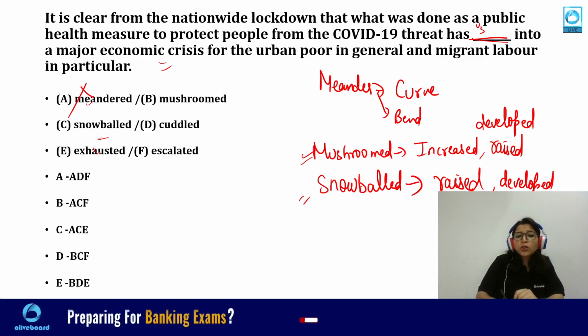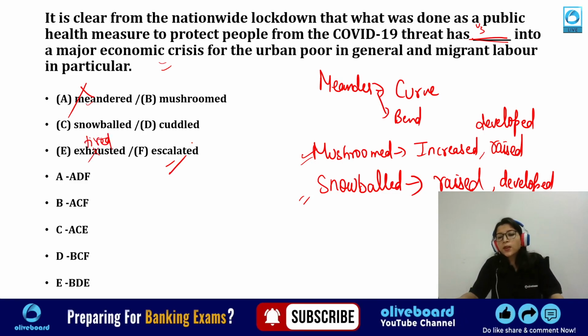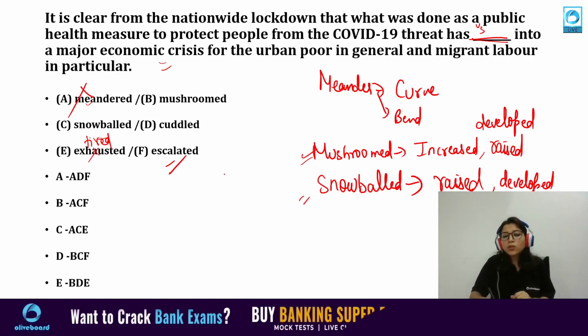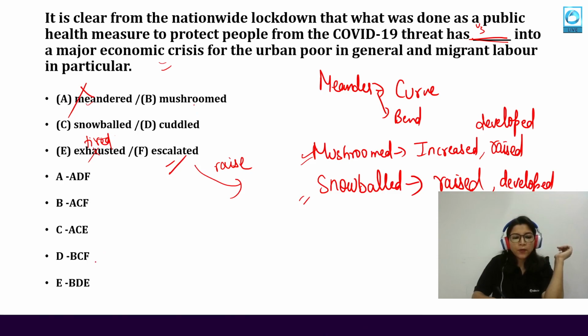Now in the third, exhausted means tired. We cannot use it. Escalated means to raise something. Escalate an issue, what does it mean? To raise something. So it is also carrying the same meaning of raising something. So of course the correct answer is B, C and F.